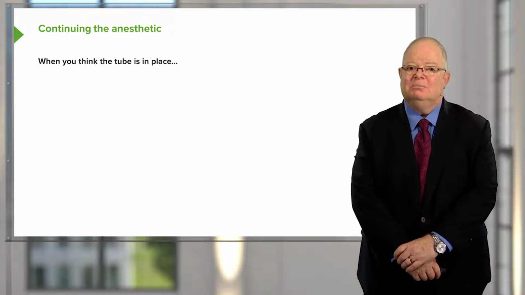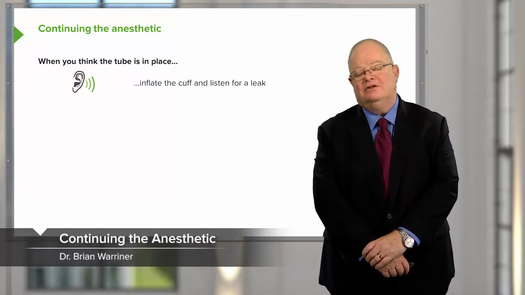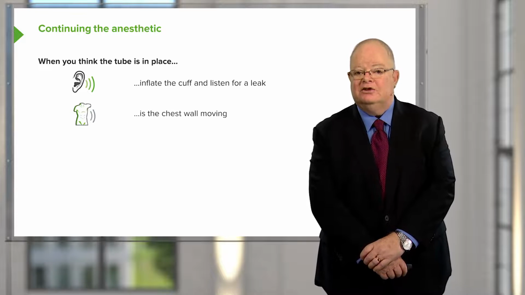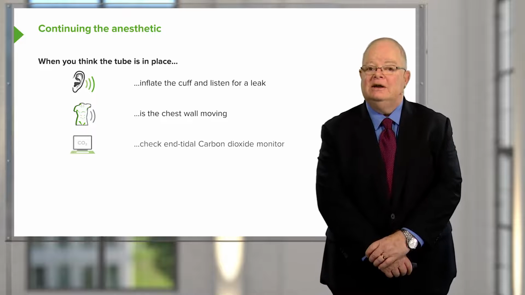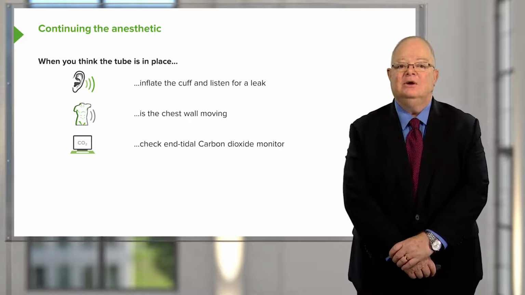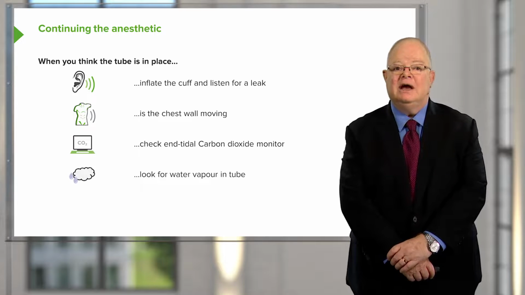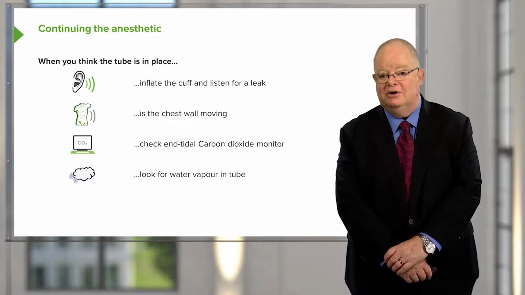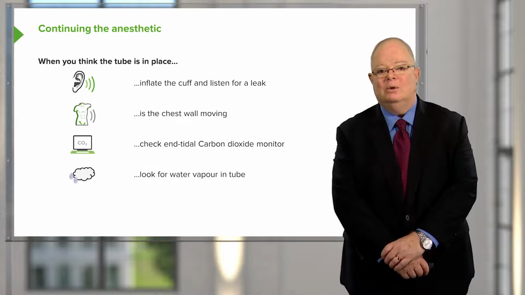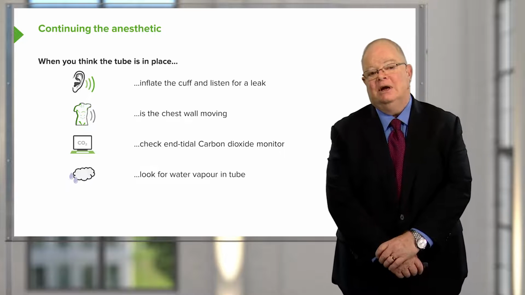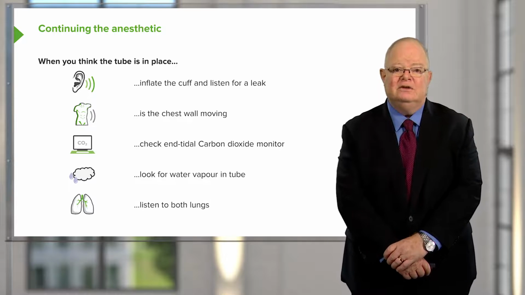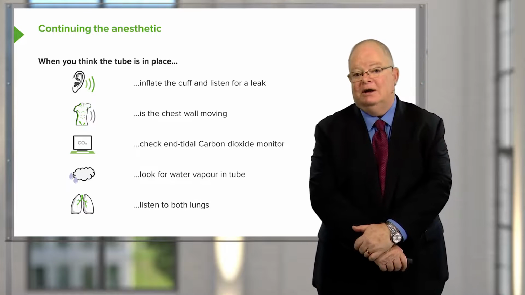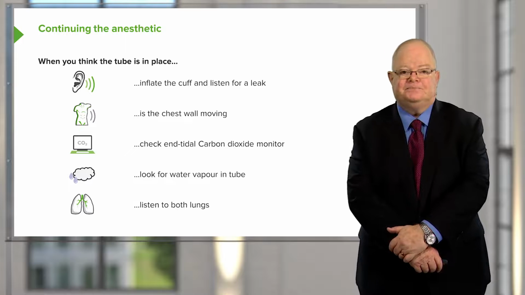Once you think the tube is in place, inflate the cuff and listen for a leak around the cuff. The inflation should be just enough to stop the leak. Look at the chest wall. Is it moving? Look at your end-tidal CO2 monitor. Are you getting CO2 back? Look at the tube. Are you getting condensation of water vapor on the inside of the tube? You won't get that if you're in the esophagus, because there's no water vapor to come back from the stomach. So check for those things, and then listen to the lungs. Listen bilaterally, listen well out into the axillary area, and make sure you've got air entry.